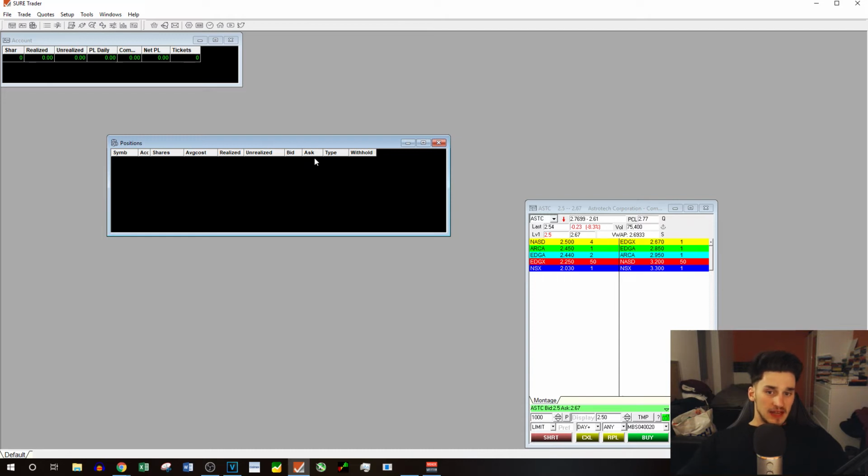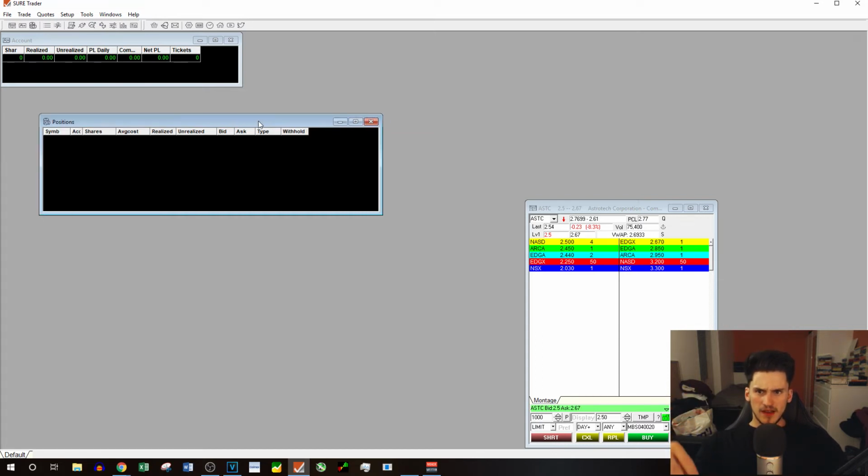And then we have the bid and the ask, with the bid on the left and the ask on the right. Type is basically short or long. If it's short, the whole line will be in red, and if it's long, it will be green. And withhold is basically the amount of money that is in that position. So if you have 100 shares and you buy them for $5, you've got $500 in this position.